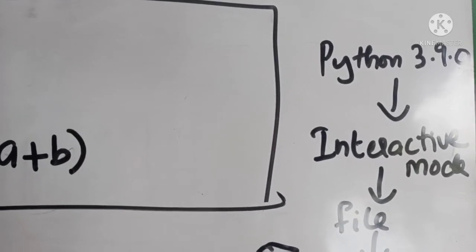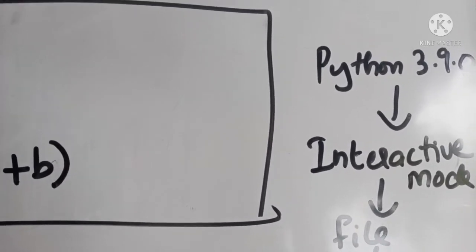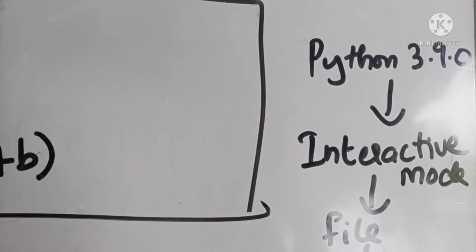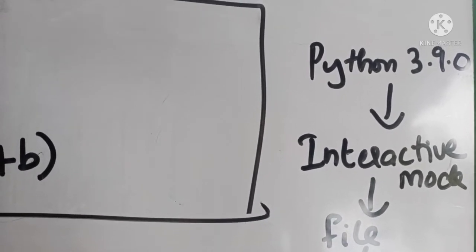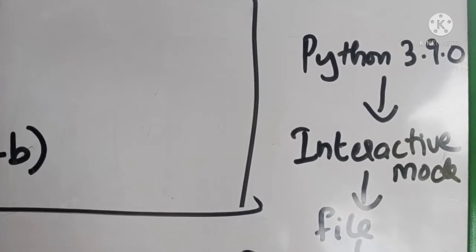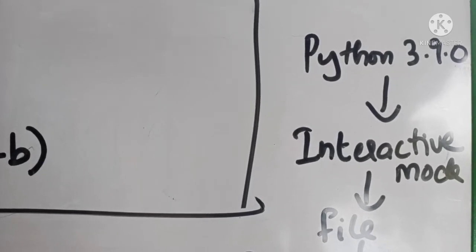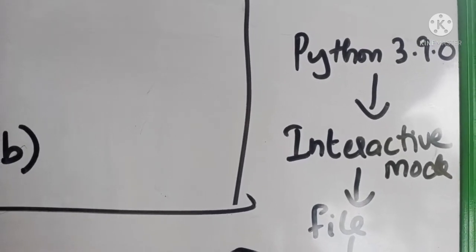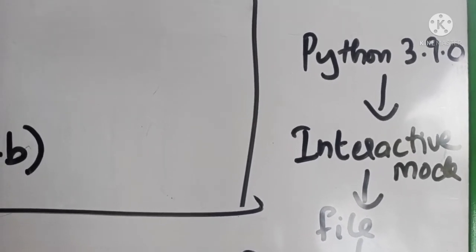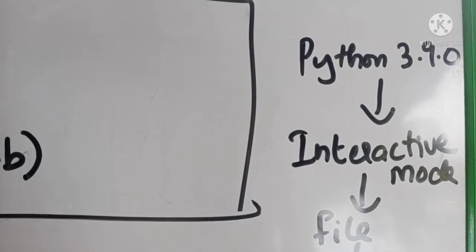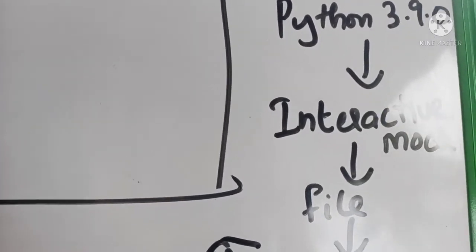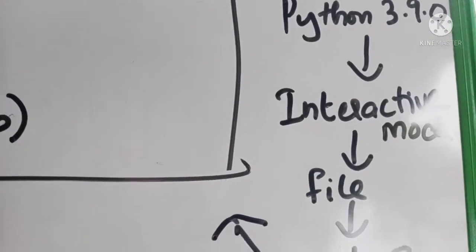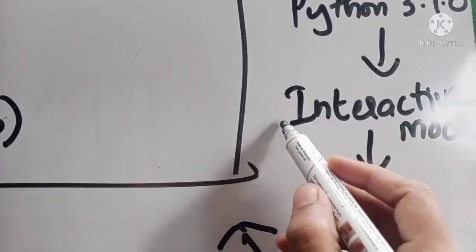If you want to do any program in Python, you have to install one software, Python 3.9.0 or any version, which you can download by searching in Google. You can see the Python software is available over there. Just download any version, and if it is already installed, just double click over there. The first page you get when you double click is nothing but the interactive mode.